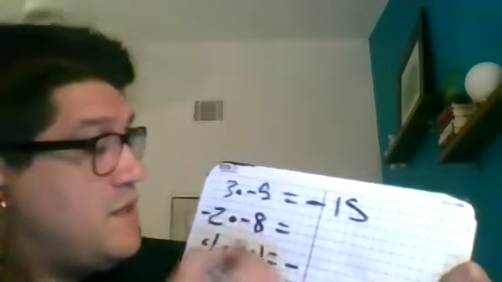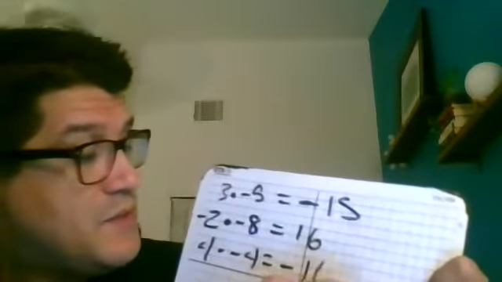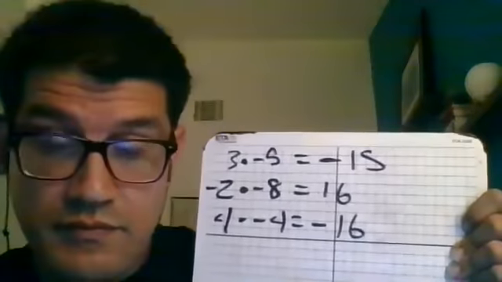Then I just multiply. 3 times 5, 15, so that makes negative 15. This is going to make 16, and this is also going to make 16, but this one's going to be negative. Okay, easy idea. Remember that this is not the same rule as the adding, subtracting rule. For adding and subtracting, slight differences.